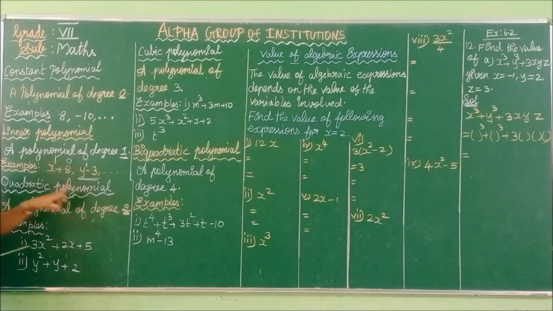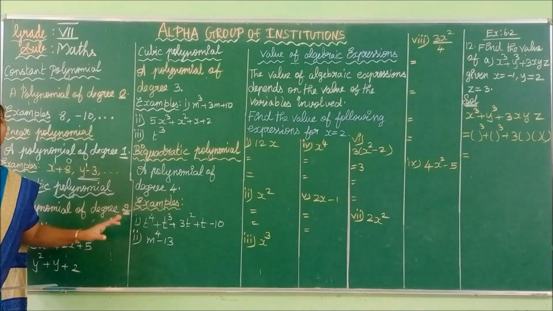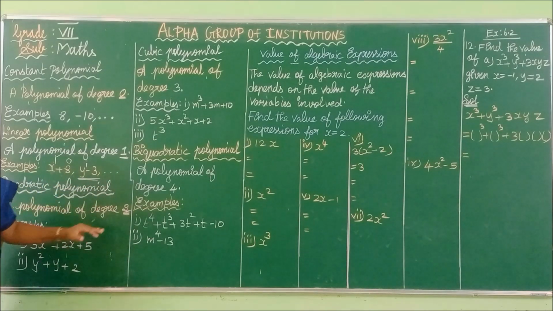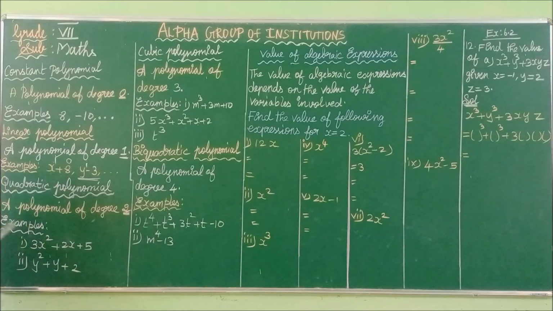Quadratic polynomial. What is meant by quadratic polynomial? A polynomial of degree 2 we can call a quadratic polynomial. What is its name? Quadratic polynomial. It means a polynomial of degree 2. Let us see some examples. See here, 3x power 2 plus 2x plus 5. We have to find the degree of this polynomial.